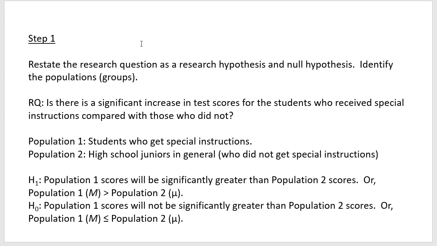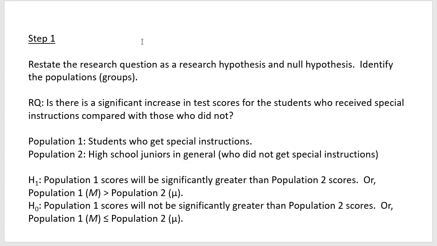Step number 1. We need to restate the research questions as a research hypothesis and a null hypothesis and identify the populations or the groups. The research question is: is there a significant increase in the test scores for the students who received special instructions compared to those who did not? Population 1 is the students who get special instructions, and population 2 are the high school juniors in general, those who did not get the special instructions.